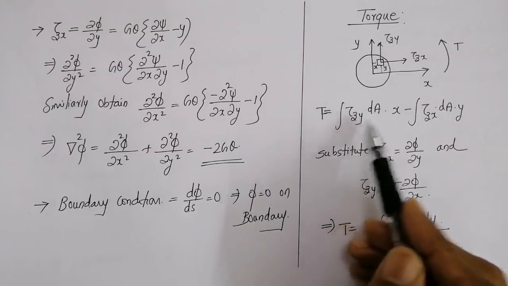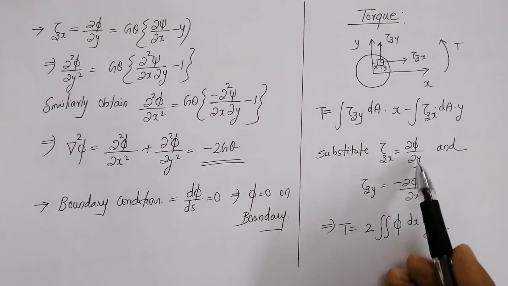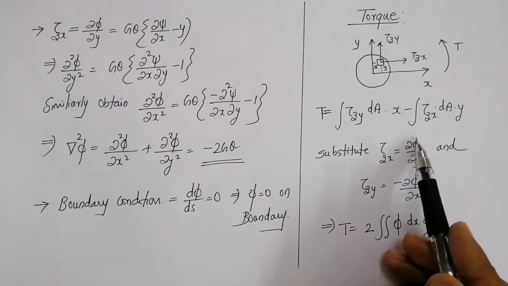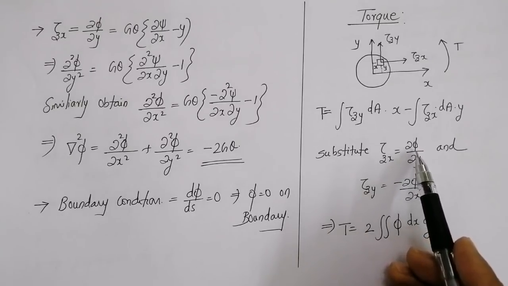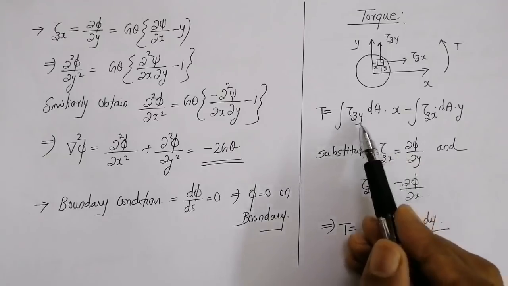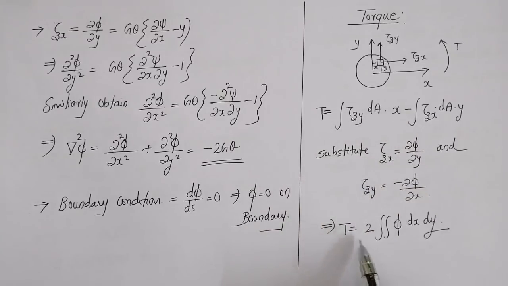You substitute for tau zy and tau zx in terms of Prandtl's stress function. Remember that Prandtl's stress function is represented by phi. So if you substitute, and the calculations are a bit complicated, you will finally obtain T is equal to 2 double integral phi dx dy. So you can write down this equation, T is equal to 2 double integral phi dx dy.